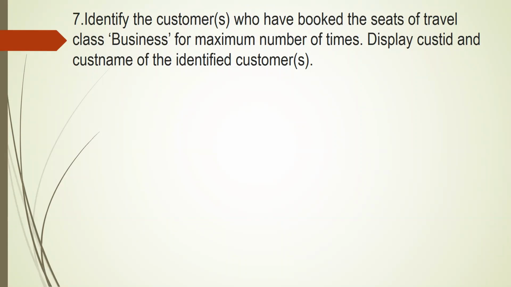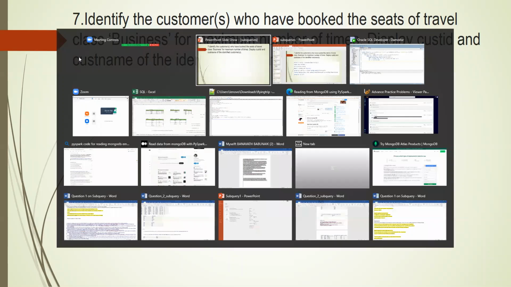Whenever you see maximum, average, minimum, sum, these things, you need to use aggregate functions. That is very clear, right? If you are using aggregate functions, obviously you need to use a group by class, right? Now I need to identify the customers who have booked the seats of travel class business for maximum number of times. So how will you approach this solution? You just think of it.